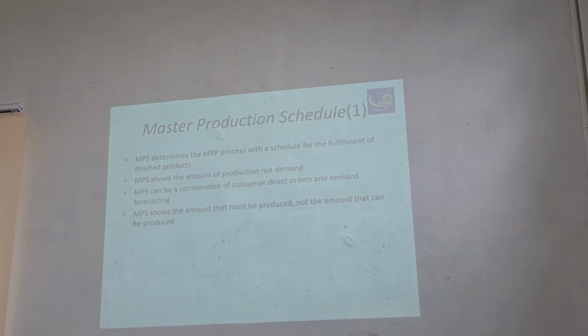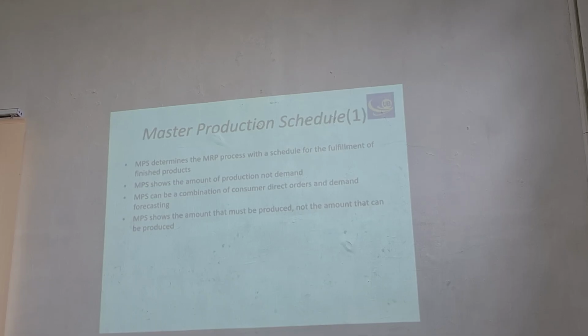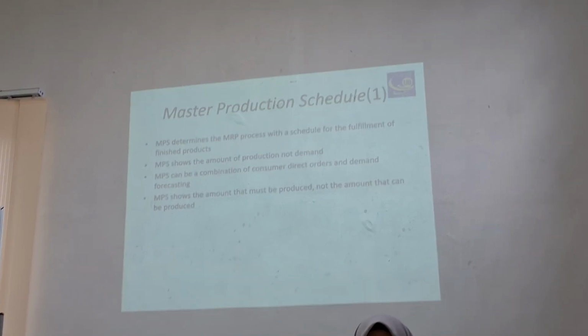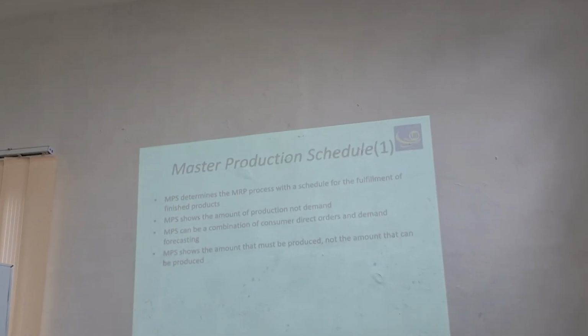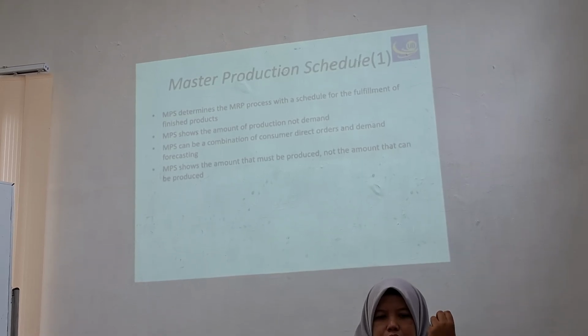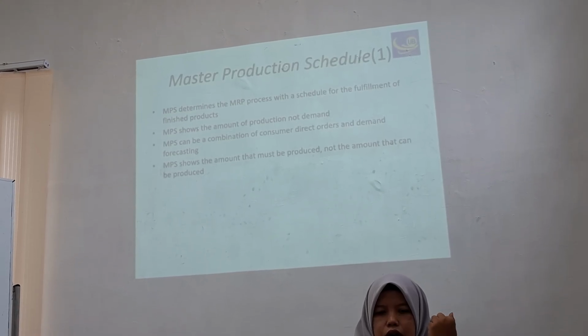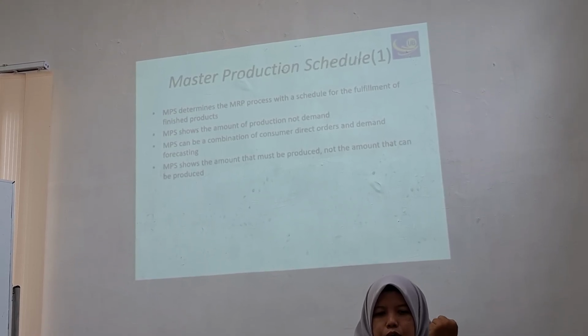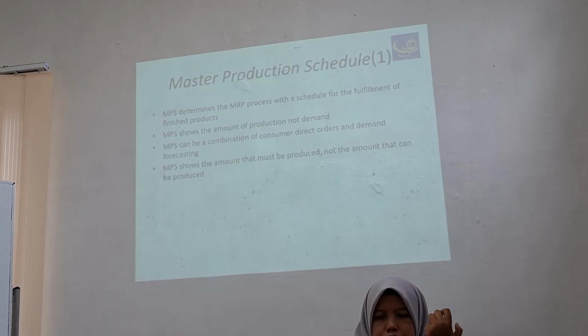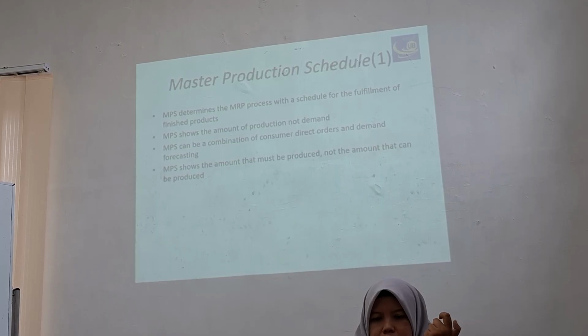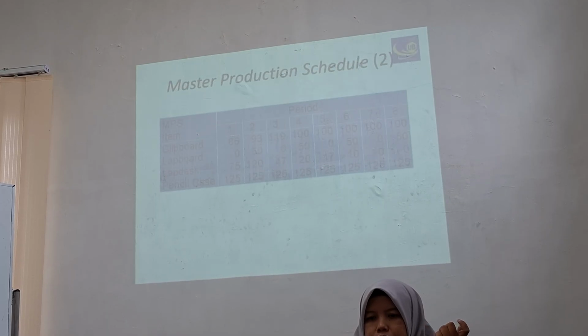Third, the MPS can be a combination of customer direct orders and demand forecasting. Last, the MPS shows the amount that must be produced, not the amount that can be produced. Actually, the quantity will be produced on the shop floor.